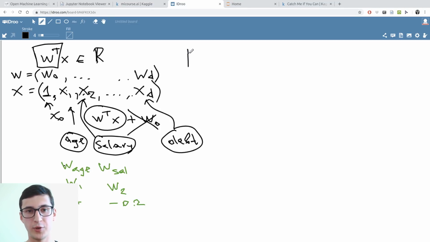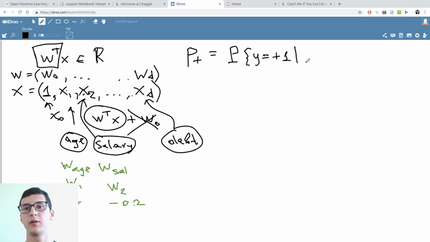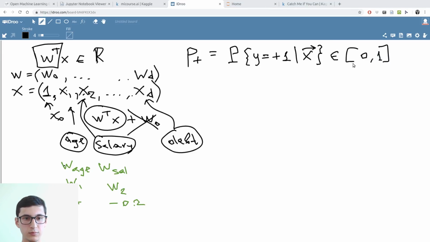What if we'd like to predict probability of class 1? We'll designate it like this, P plus. So actually it will be conditional probability that y equals plus 1 if we observe a vector x of features. Okay, so actually it's a probability, so definitely it should be in this interval from 0 to 1, including borders, including 0 and 1. So how can we make such a prediction if our W transposed x is actually a real number?